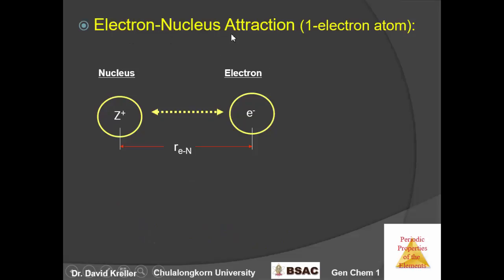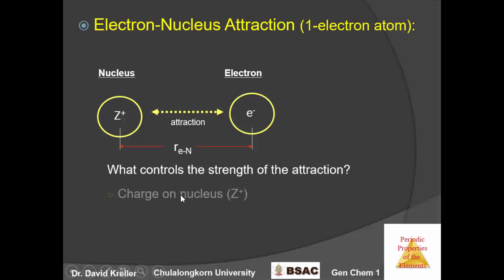Let's look at the electron-nucleus attraction. Here's a nucleus with some charge, Z+, which depends upon the number of protons in that little bundle, and it's interacting with the electron. Of course, because this has a positive charge and this has a negative charge, there's an attraction between them. What controls the strength of that attraction? The charge on the electron is not variable. All electrons have the same charge, but different nuclei obviously have different charge based on the number of protons there. So that's one variable that controls the strength of the attraction.